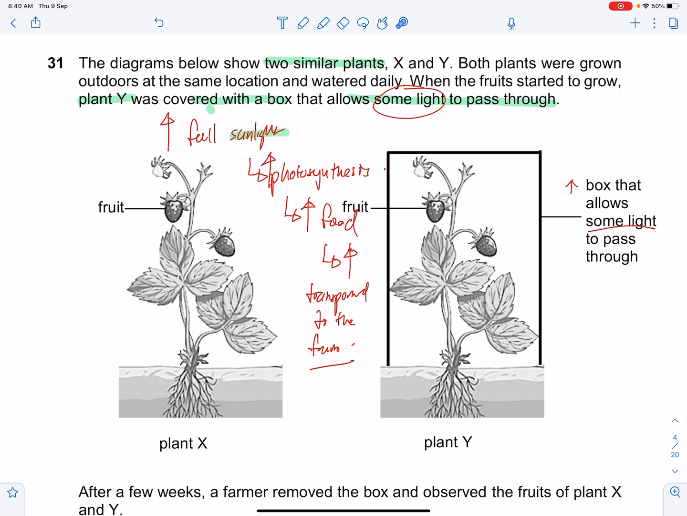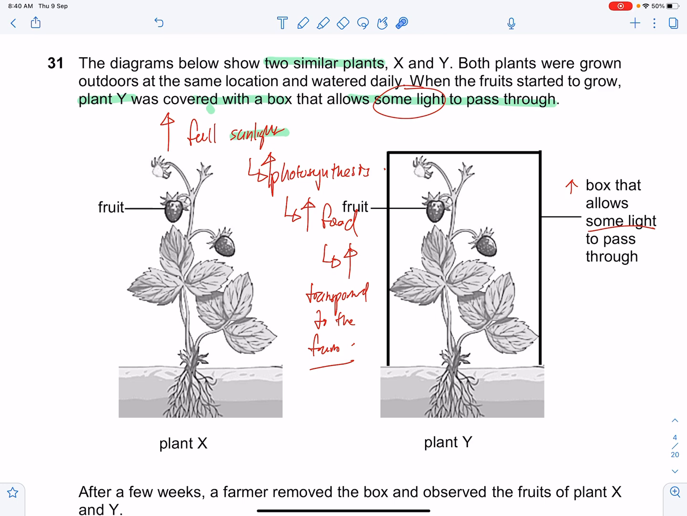You realize that? So that is why the last part here, more food is being transported to the fruits in plant X compared to plant Y, is very important, which many of you have left out. Do you realize that now? Because if you don't mention this last part, everything is just stuck in your leaf. And I'm not finished yet.